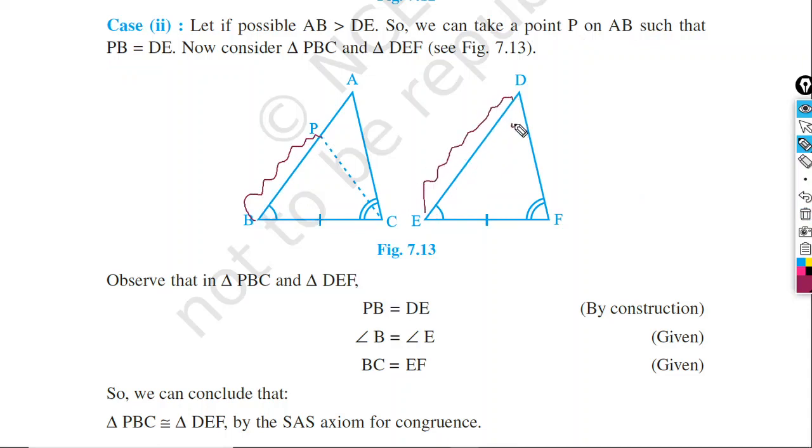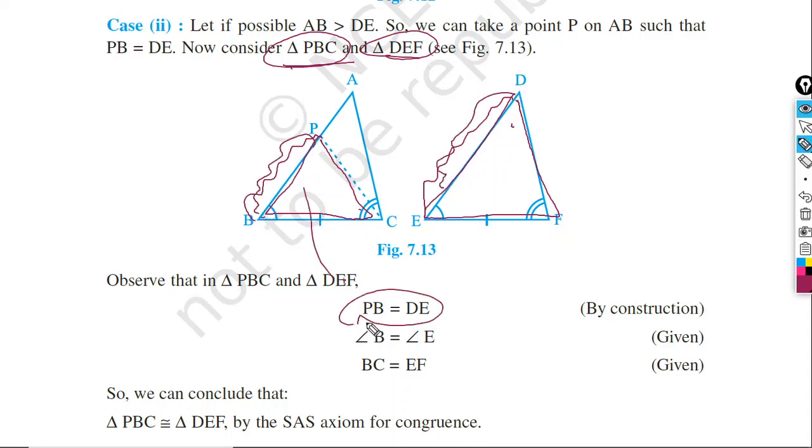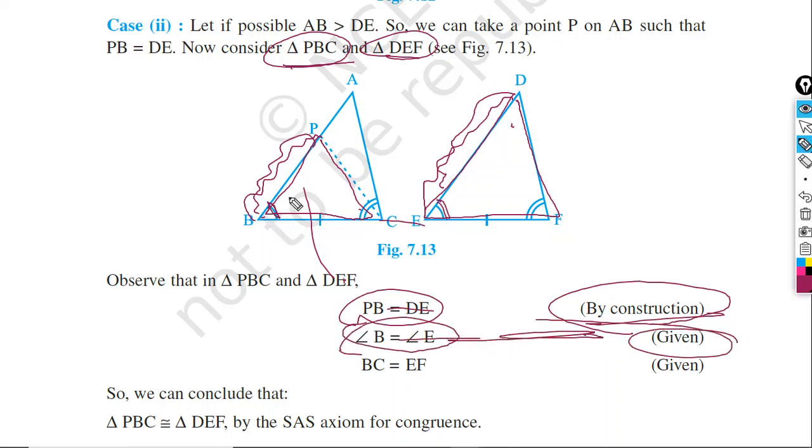Now BP equals DE. Now we will consider triangle PBC and triangle DEF. In triangles PBC and DEF, what will we see? PB equals DE, we have constructed it by construction. Angle B equals angle E, it is given to us. And BC equals EF. This is also given to us.